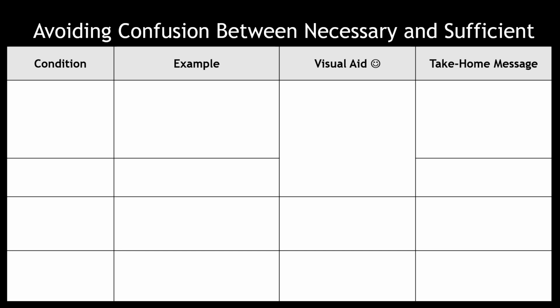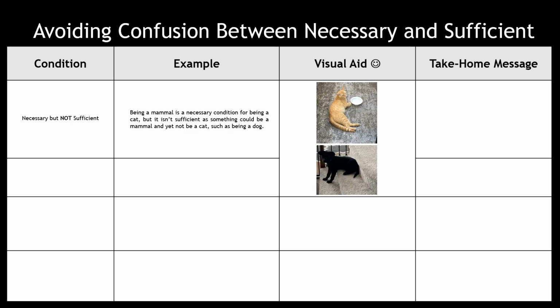Now, I would like to go back to what I talked about at the beginning of the video, where I said that in our daily lives, people may confuse what is necessary with what is sufficient and vice versa. Here is a tabular way to help avoid confusion. Starting off with remembering that a condition can be necessary but not sufficient. For example, being a mammal is a necessary condition for being a cat, but it isn't sufficient, as something could be a mammal and yet not be a cat, such as being a dog.